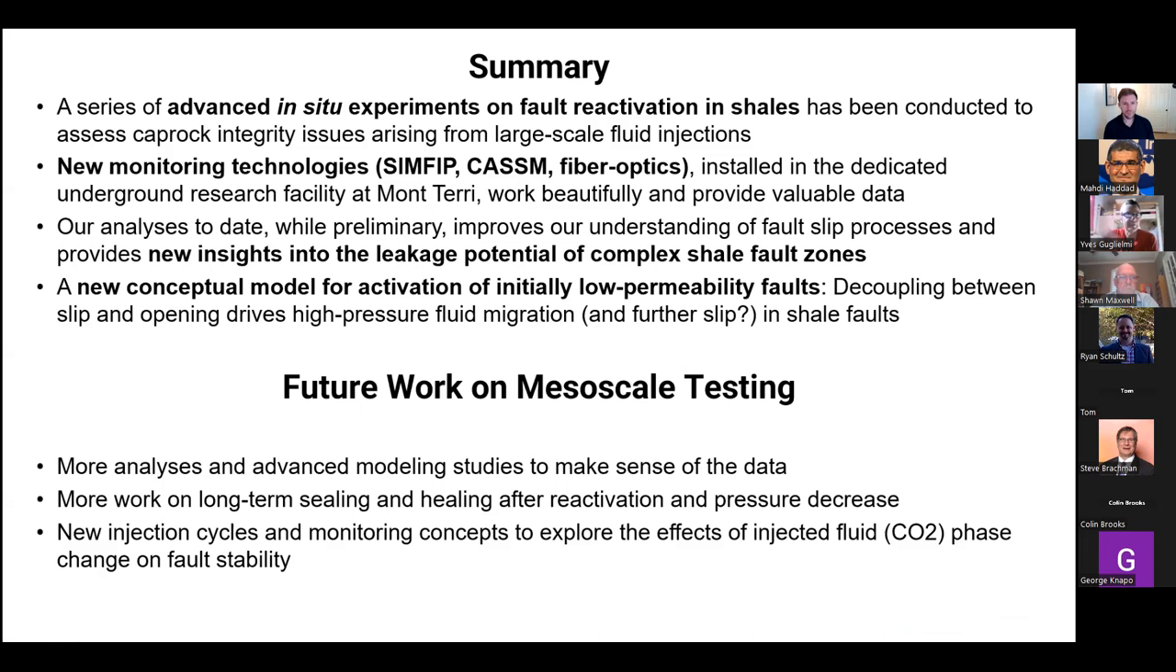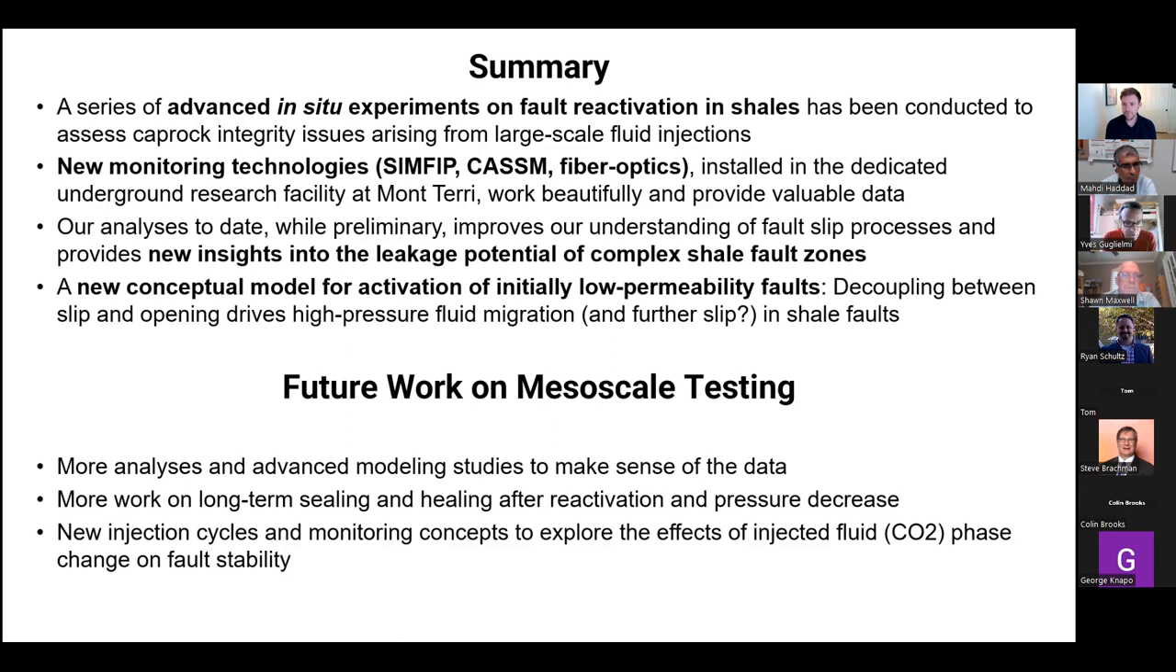My last conclusion slide, I would say: as you see, we have several of these in situ experiments. Here I focused on shales. They allow us to test new technologies applied to fault monitoring, especially technologies that do not rely so much on seismicity and which might help better characterize the aseismic component of fault activation, which is important in this kind of rock. Some fundamental research is that in this low permeability fault, what I show is this kind of decoupling between slip, opening and fluid pressure migration.